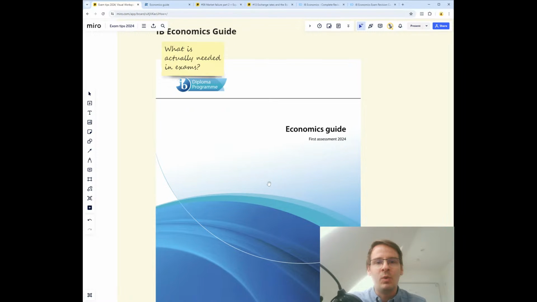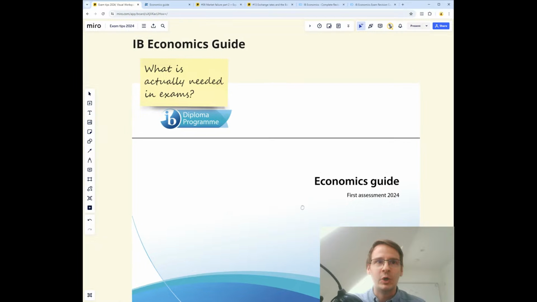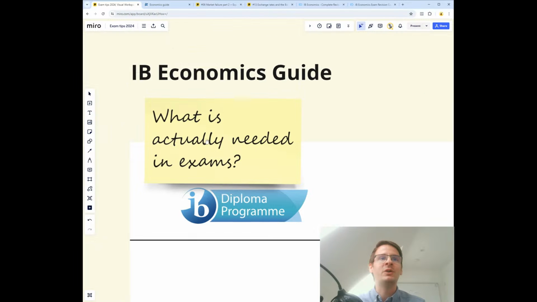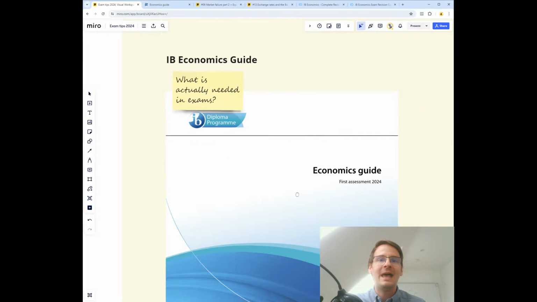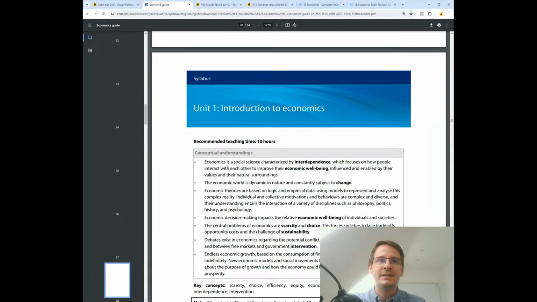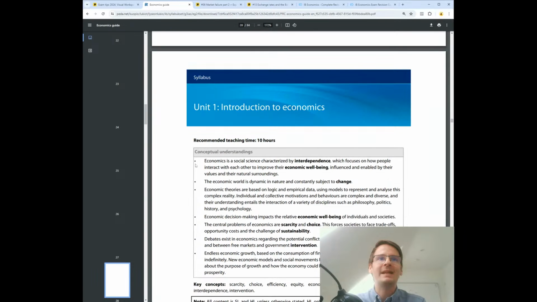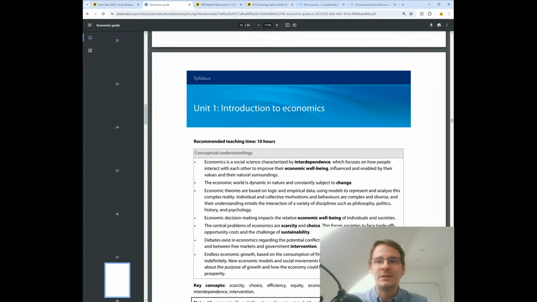So the number one PDF document that you need to go to is the IB Economics Guide. I'm pretty sure most of you know about this, but trust me, there are students who have never even heard about this. I got this question: what is actually needed in exams? Now, my answer is very quickly, let's go into the IB Economics Guide. You scroll down to page 22. Look, page 22 here. And at the top, it should say syllabus.